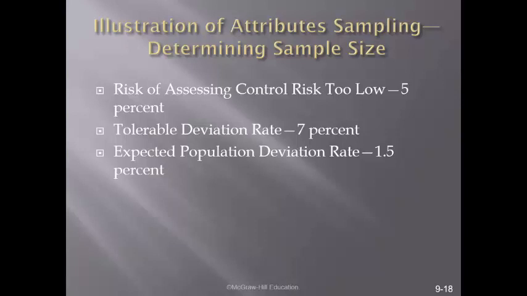In this example, the auditor has decided on a risk of assessing control risk too low of 5%, a tolerable deviation rate of 7%, and an expected population deviation rate of 1.5%. In the next slide, we will show how to determine the sample size and allowable deviations in the sample.